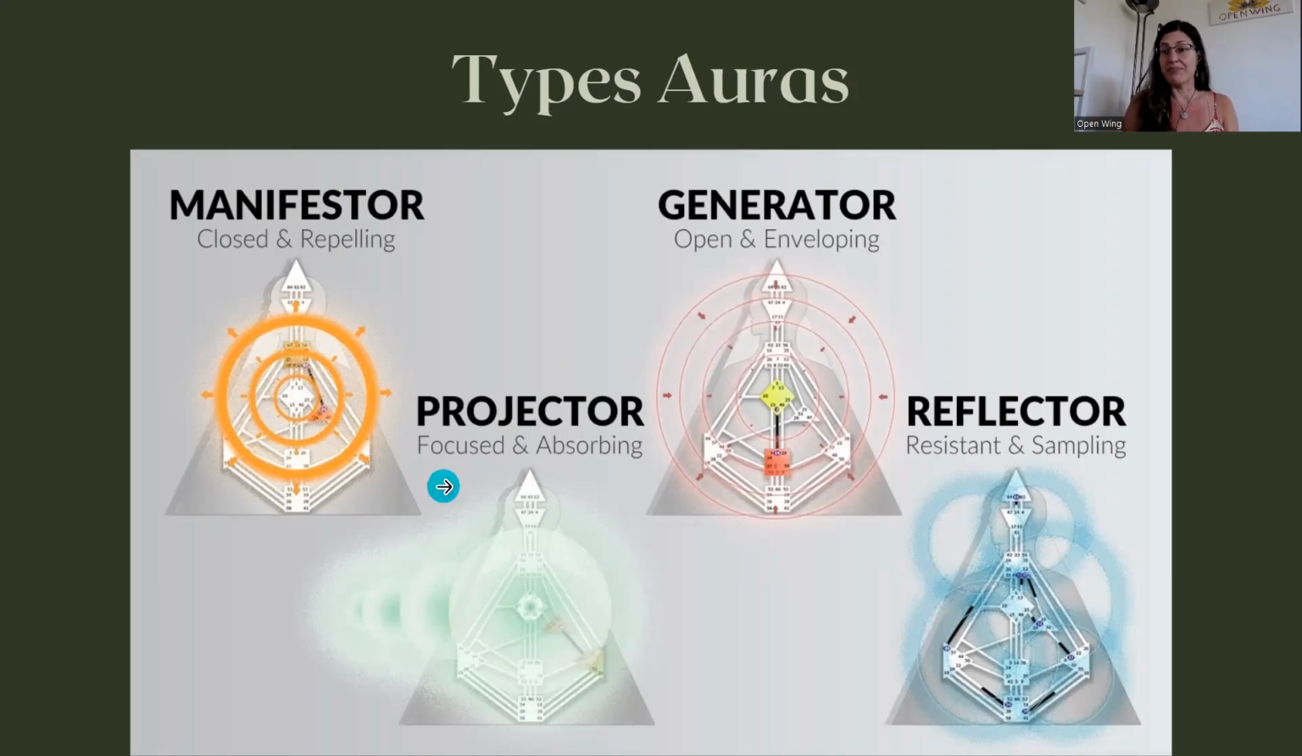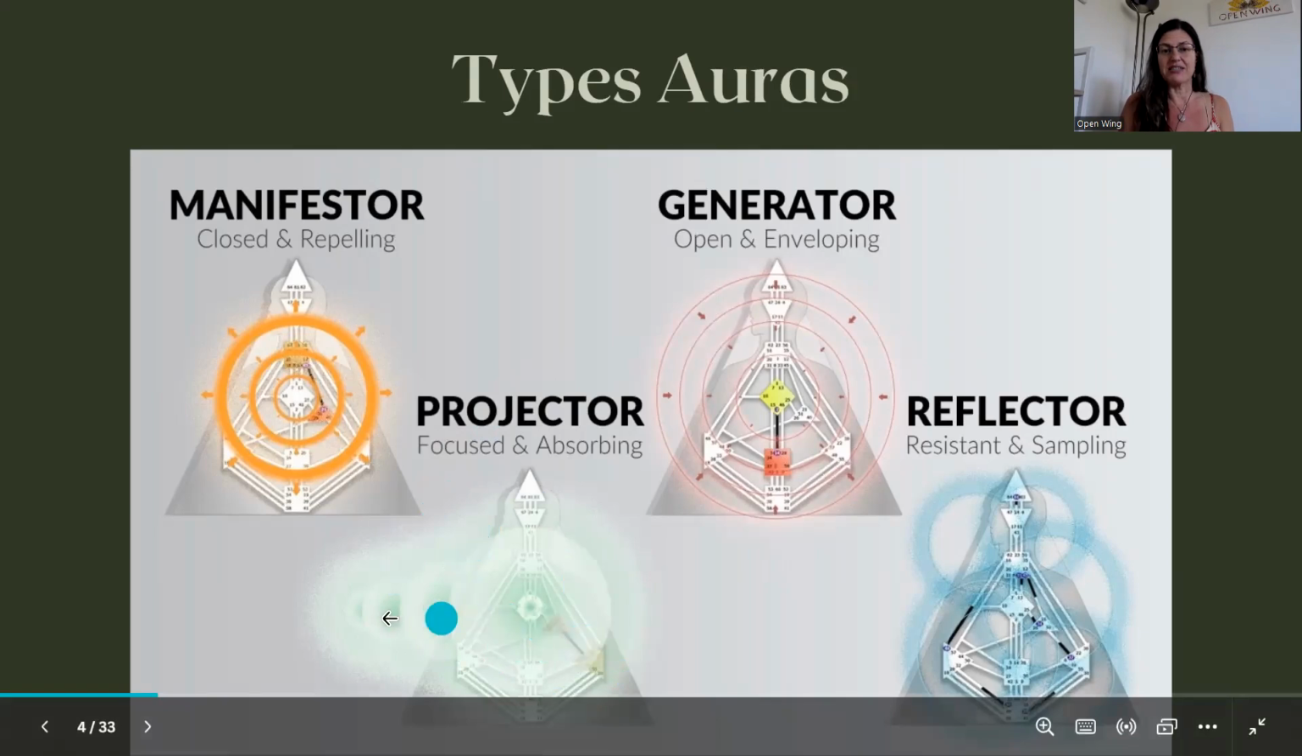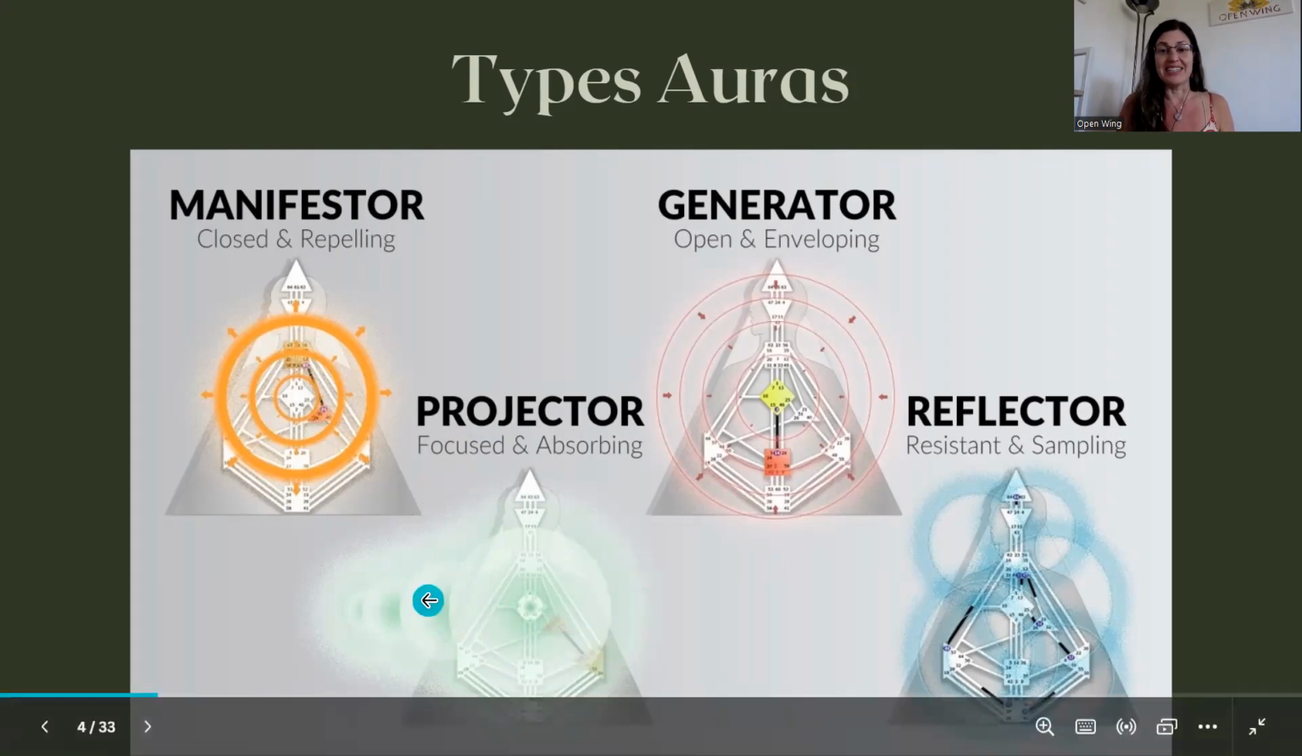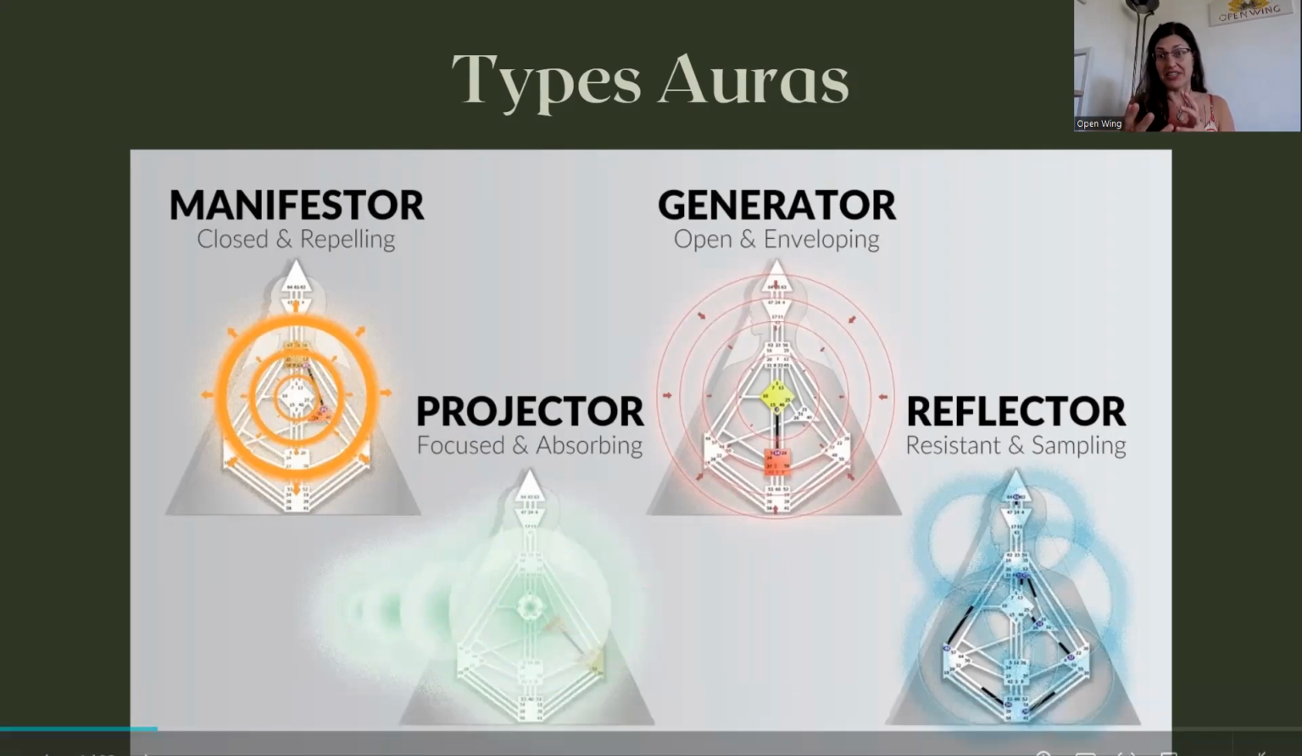Then 22% are projectors. The projector has a very focused and absorbed aura, which works very well with the generator because the projectors can really see the efficiency of the energy of the generator and guide their energy through questions mostly. These are the best guides because they have to be invited.